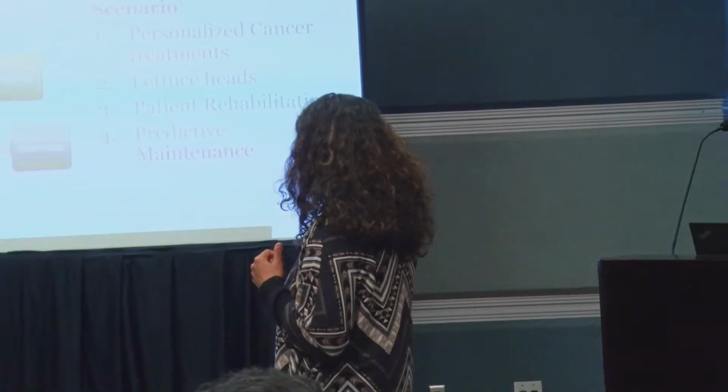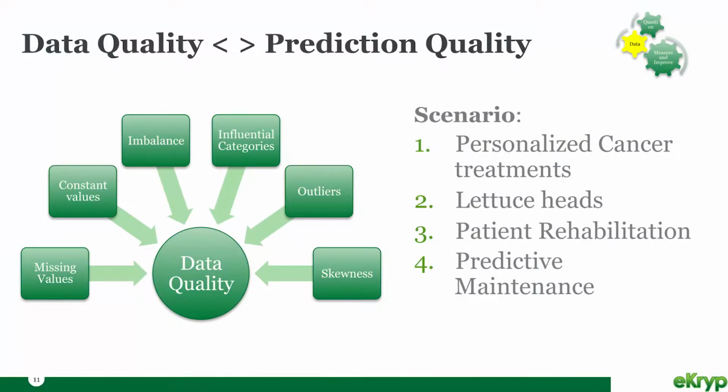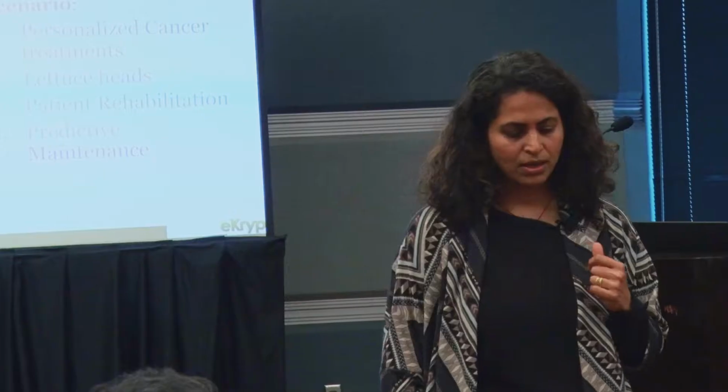So I have some examples here with respect to data quality and some of the scenario exercises. Let's take the lettuce head example. There was a company that wanted to figure out what is the right time to pick lettuce heads from the field, right? So they went to Google, they looked for places where they can find input data. They found nothing. So what did they do?